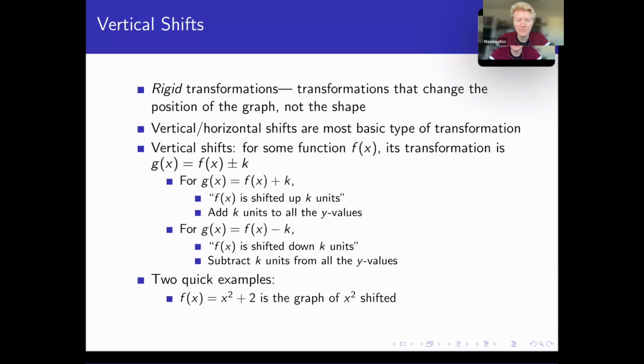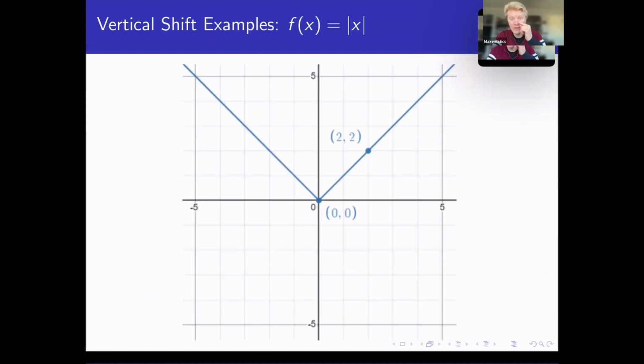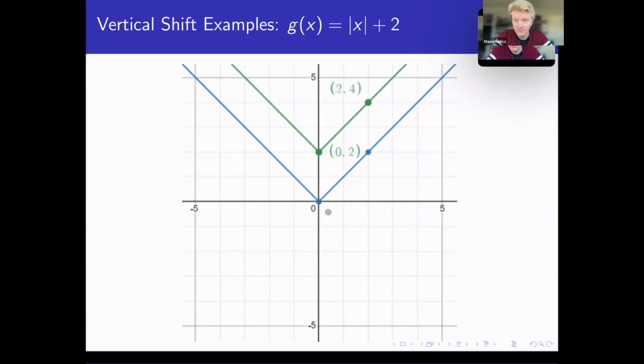Two very quick examples. X squared plus 2 would be the graph of x squared shifted up 2 units. Absolute value of x minus 3 would be the graph of absolute value of x shifted down 3 units. Okay, so here's absolute value of x. Absolute value of x plus 2 would take all the y values and shift them up 2 units. So 2, 2 would become 2, 4. 0, 0 would become 0, 2, adding 2 to all the y values.